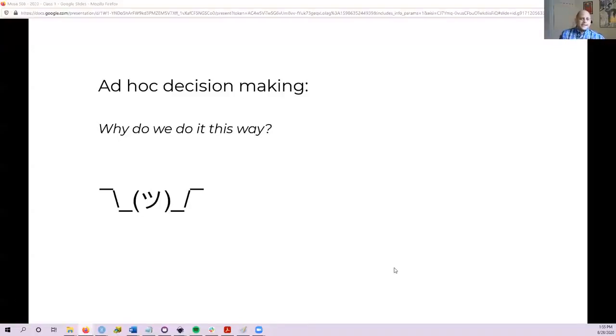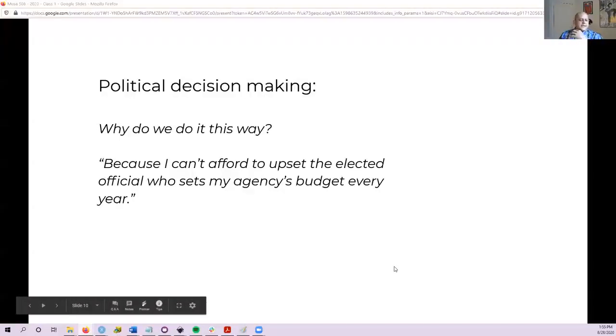So that would be like inspectors, for instance, who are given some loose guidelines for what to inspect and when, but ultimately go about their day-to-day inspecting whatever it is, factories or properties, etc., where there's not a rigid set of decision-making criteria. The next form of decision-making is political decision-making. Why do we do it this way?